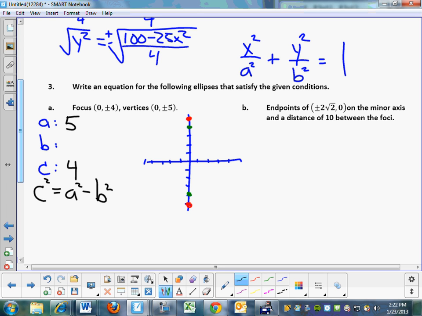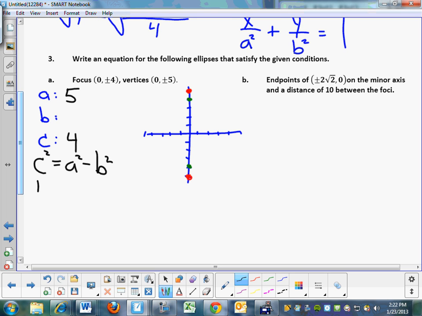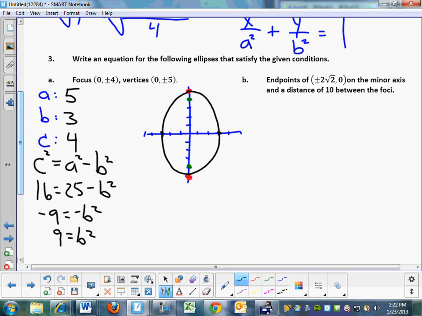Good. C squared equals A squared minus B squared. C squared is 16. A squared is 25 minus B squared. -9 equals -B squared. 9 equals B squared. So B is equal to 3. So this would be stretched out 3 units in the horizontal direction. Now I know exactly what it would look like.